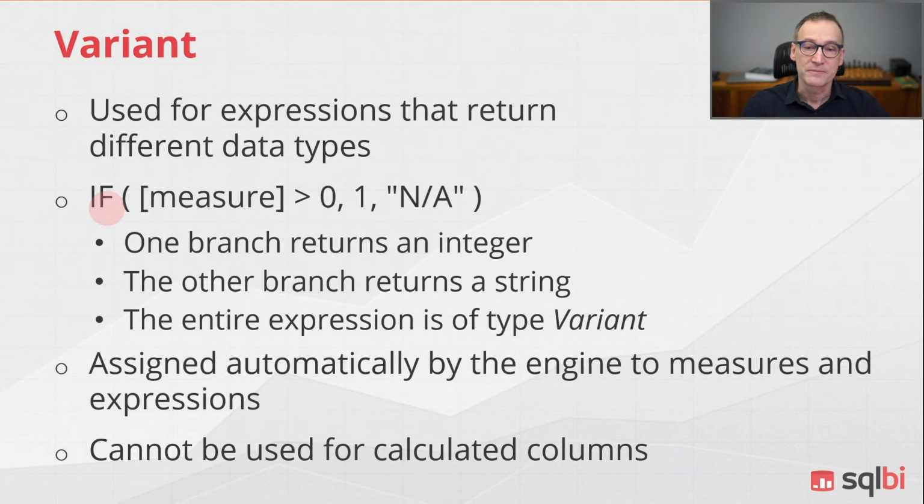sometimes a string. As I said, it is automatically assigned by the engine, and it cannot be used neither for model columns nor for calculated columns. You can only have the variant data type for measures or for expression. And it is automatically assigned whenever you have calculation groups defined inside your model.